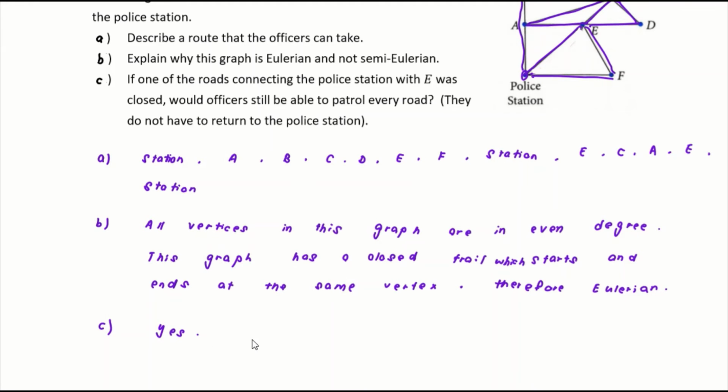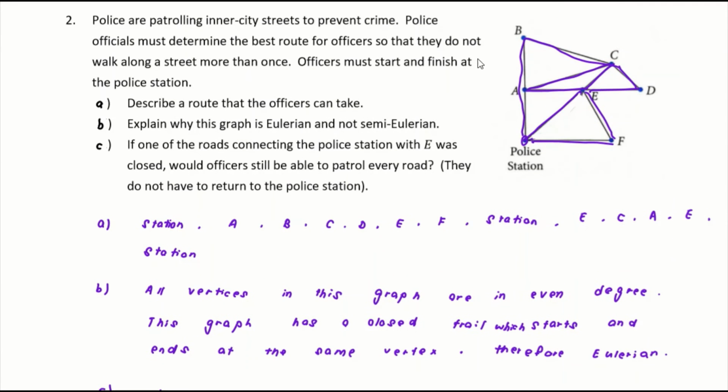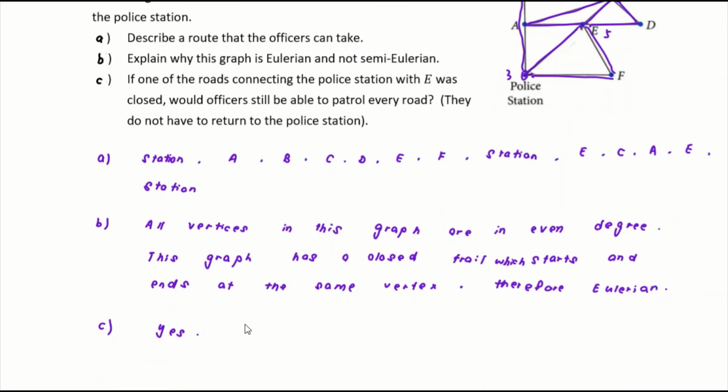Okay, so the other thing that you can try to explain here is you will realize that eventually the police station and the E will become the ones giving you the odd vertices. So this is 1, 2, 3, and then for E, 1, 2, 3, 4, 5. Okay, so that's the idea. So you can try to explain it in a detailed way.